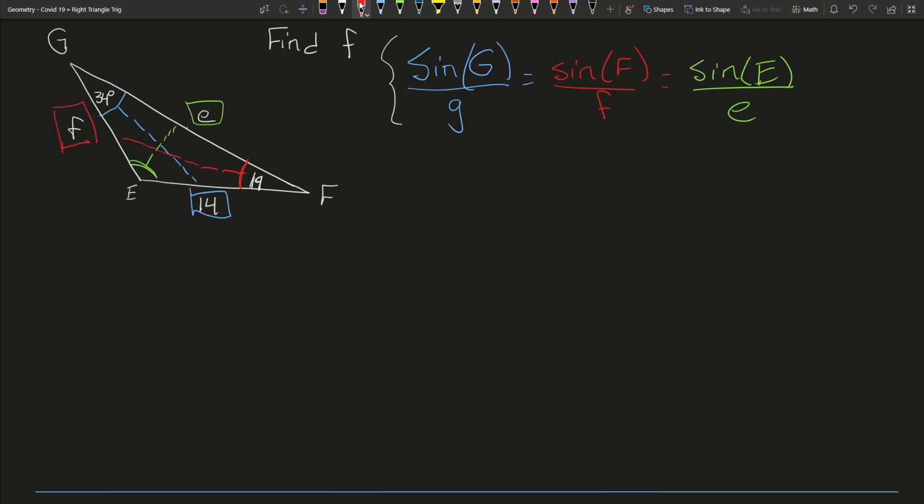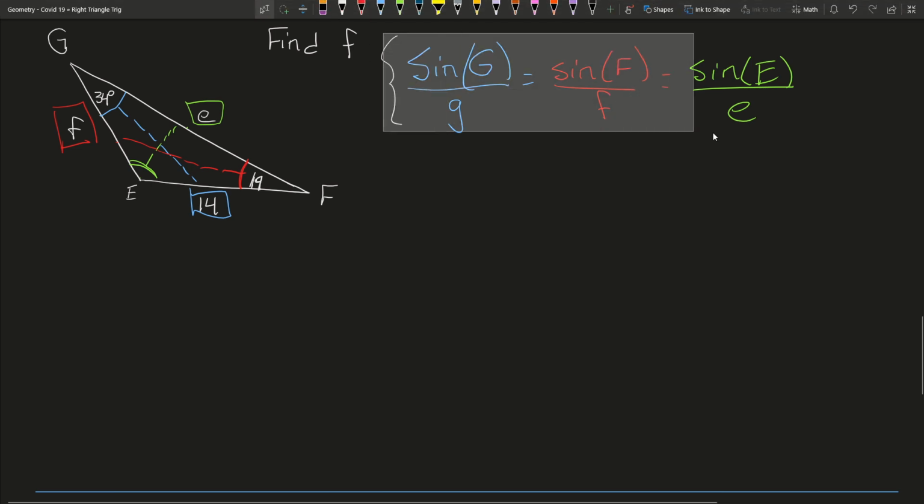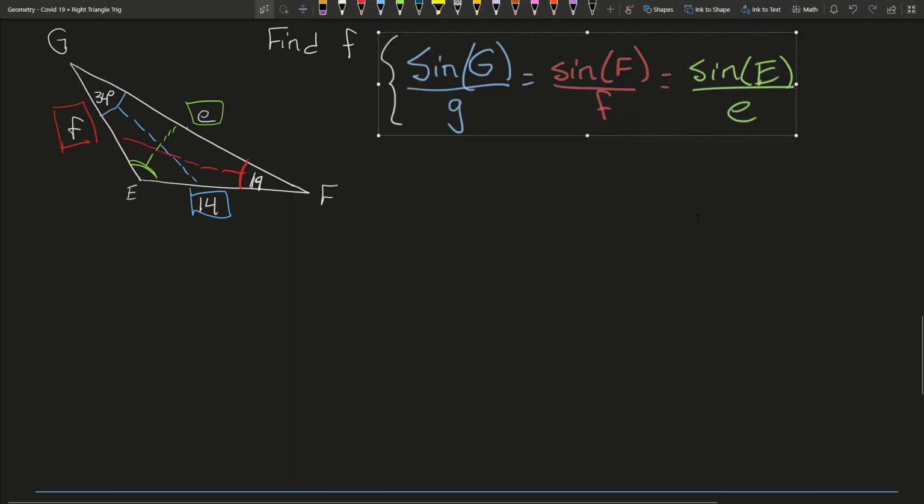Okay, so if we set up our law of sines with this figure, we get sine of G over g is equal to sine of F over f is equal to sine of E over e. And as I'm saying that, just so you guys know, there is a difference between the uppercase F and the lowercase f, the uppercase G and the lowercase g, and the uppercase E and the lowercase e. Uppercase letters normally refer to angles, lowercase normally refer to side lengths.